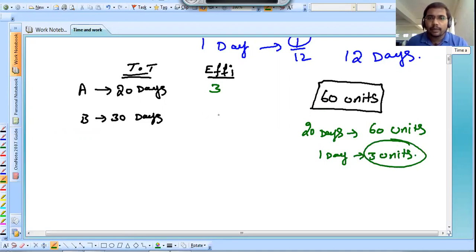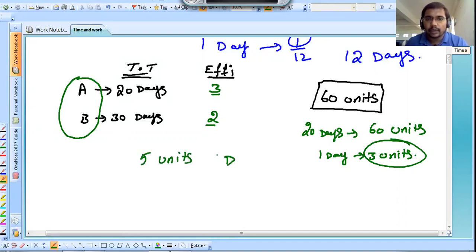How many units will B complete per day? Efficiency means per day work. 60 units in 30 days means every day he completes 2 units. See here, A and B working together complete 5 units in 1 day. Then 60 units take 12 days.